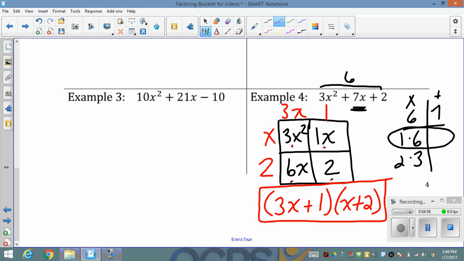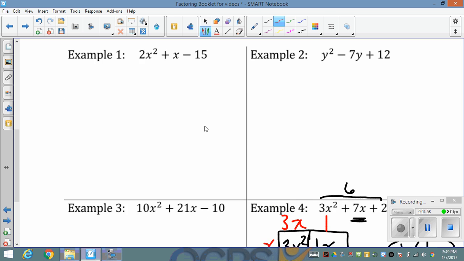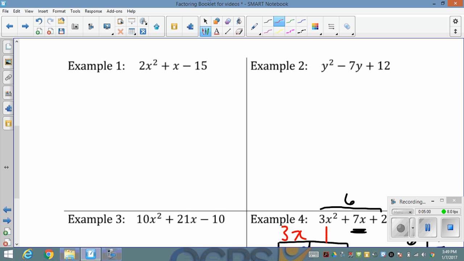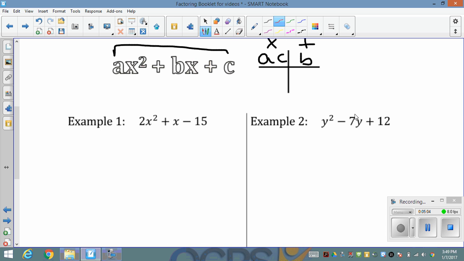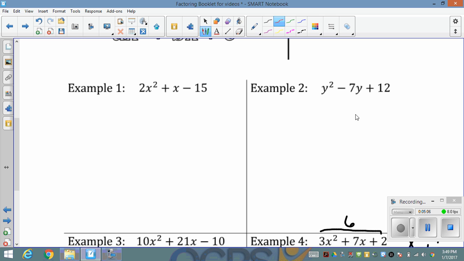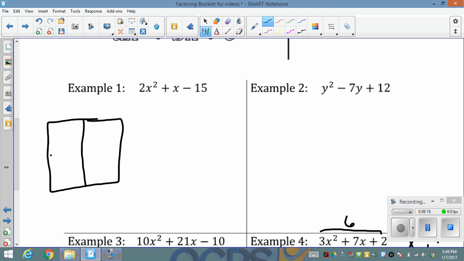Okay, let's take a look. We're going to come back up and look at example 1. Example 2 and 3 we'll do in class tomorrow. So again, I want to start by drawing the box. First and last term goes in. So 2x squared and negative 15. Pay attention to your signs here. The positives and negatives are very important.